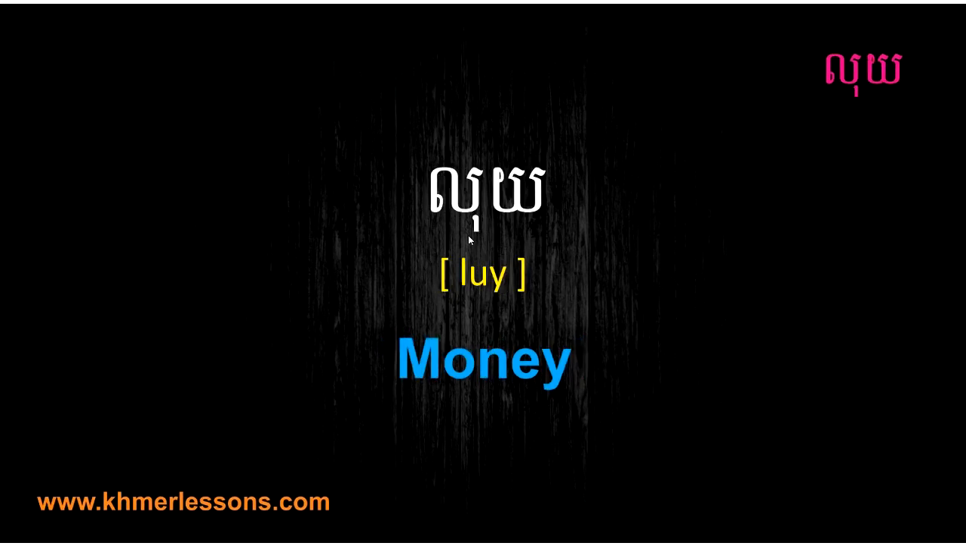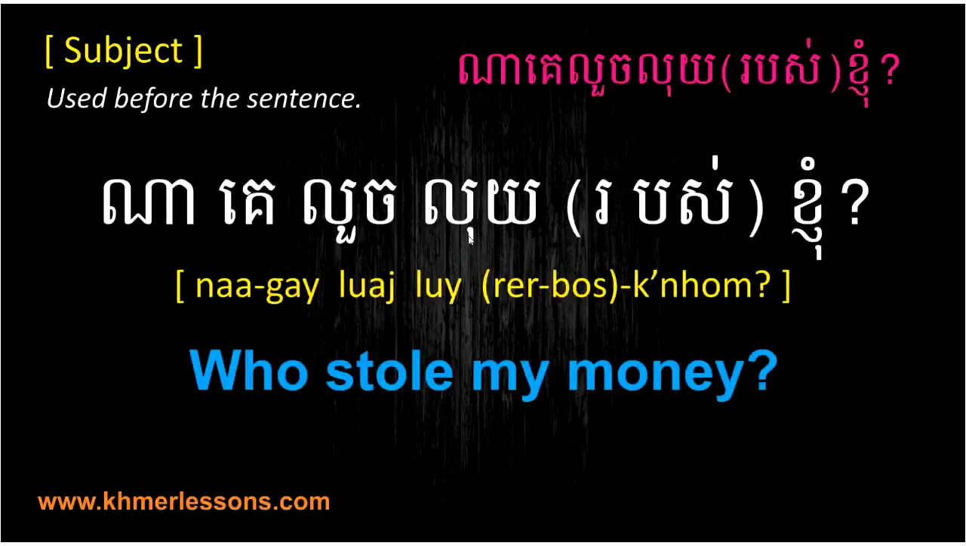Money is "loi." Then you always say "cut loi," which means bill please. Here is the sentence: who stole my money? I mean who steal my money, but I use past tense, so change to stole. The same as the previous sentence, so you say "na ke luch loi."